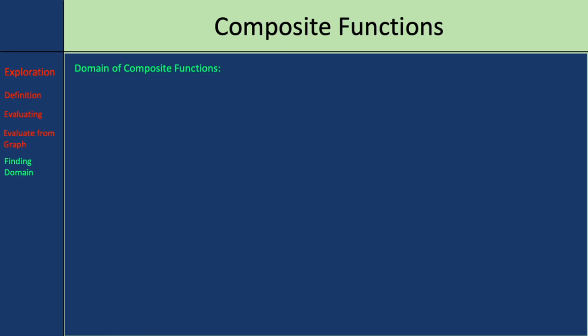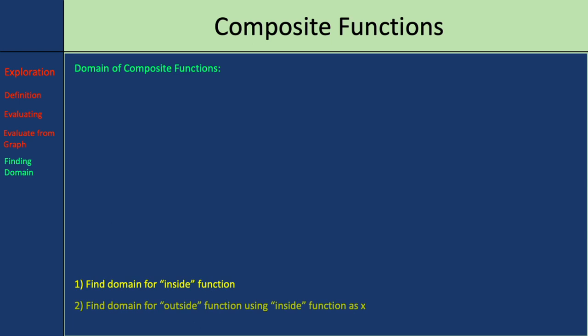And the last part of this is to find the domain of composite functions. So the first step is to find the domain of the inside function. And the second step is to find the domain of the outside function using the inside function as x. So that is a little bit confusing, but we'll see what that means as we go through this, okay? And basically the domain of the composite function is the intersection of the two domains of these two steps that we're doing, okay? So in reality, all you have to do is to find the exclusion of the domain of these two things.